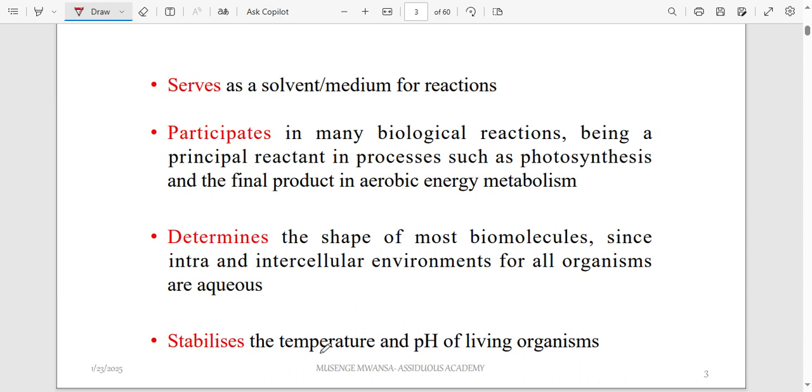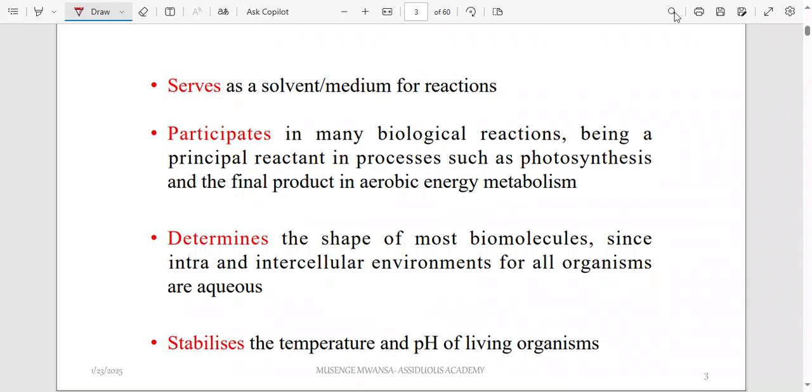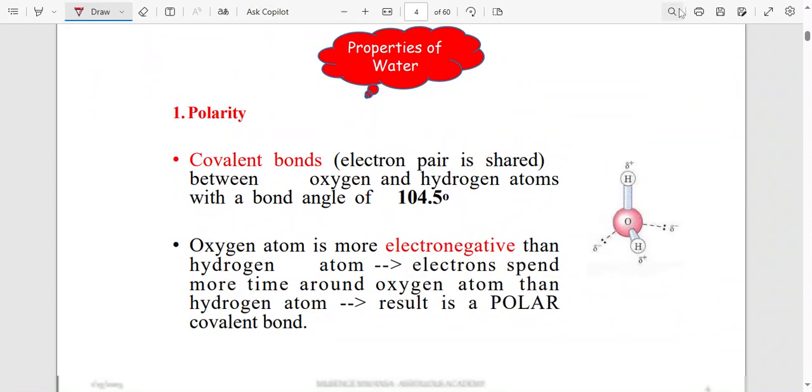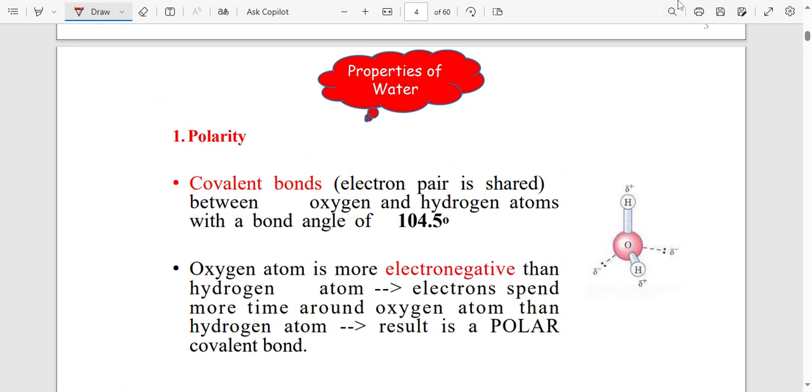This is important, stabilizing the temperature, because any slight change in temperature in living organisms might be able to cause death, because the enzymes in our bodies work in a strict environment. So, having understood the importance of water, we need to know the properties of water.